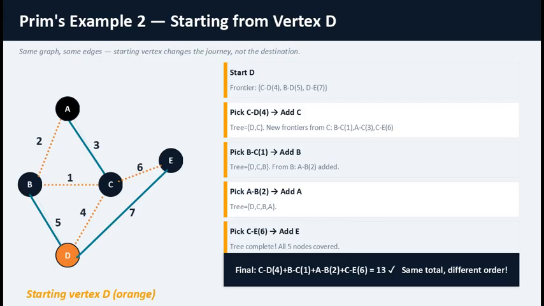The edges chosen are in a completely different order, but when you add them up, 4 plus 1 plus 2 plus 6, you still get 13. This is not a coincidence. It's a provable property of MSTs. The minimum total weight is unique, even when multiple valid MSTs exist.